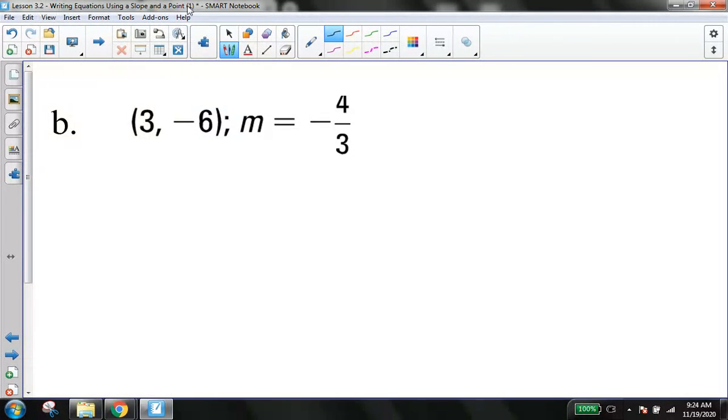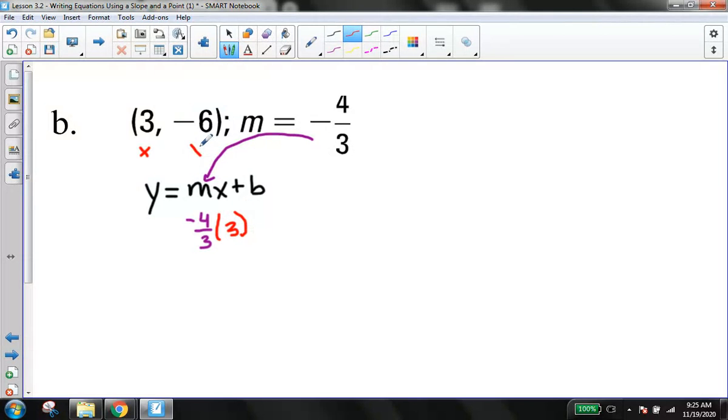So again, we don't have a graph, so we're going to use y equals mx plus b. We're going to substitute in our slope. This time our slope is -4/3. So I'm going to plug that in for m. Okay, the x value is 3. And the y value is -6. I'm going to solve for b. Okay, so -4/3 times 3 is going to give me -4.